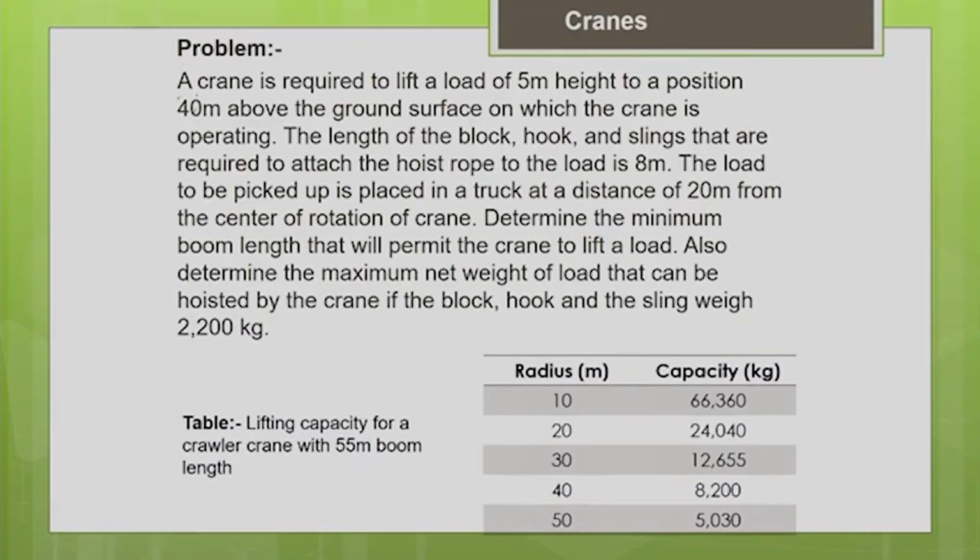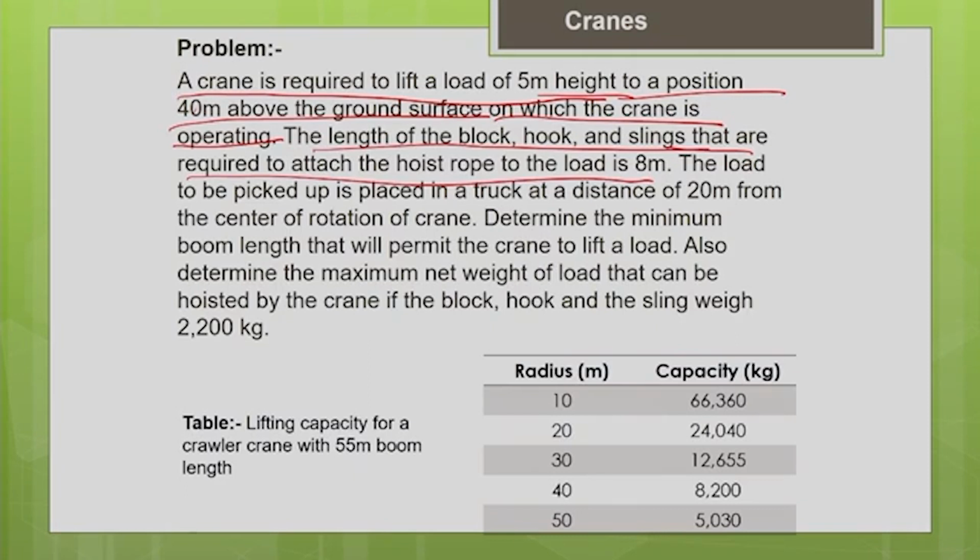Here a crane is required to lift a load of 5 meter height to a position of 40 meter above the ground surface on which the crane is operating. That means the lifting height needed is 40 meter above the ground. The length of the block, hook and the slings that are required to attach the hoist rope to the load is 8 meter. So that is also provided to you.